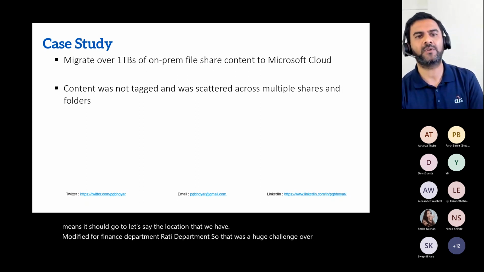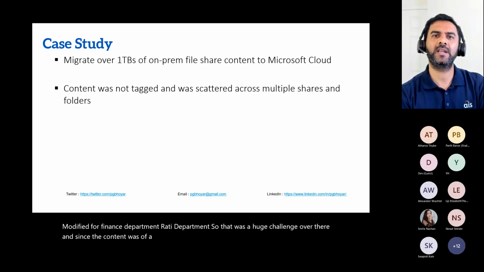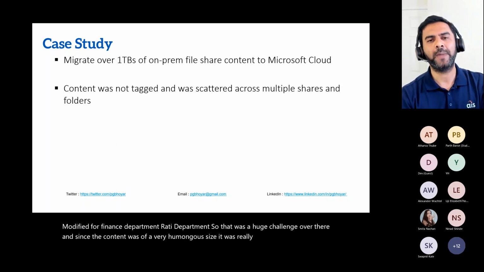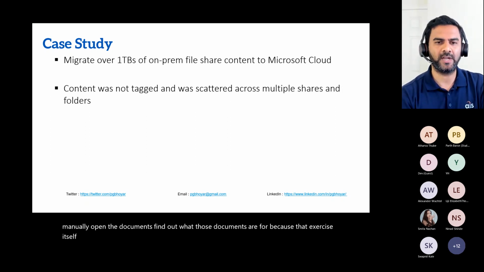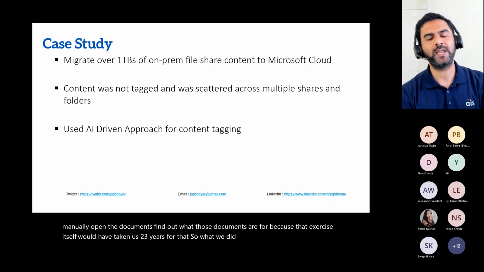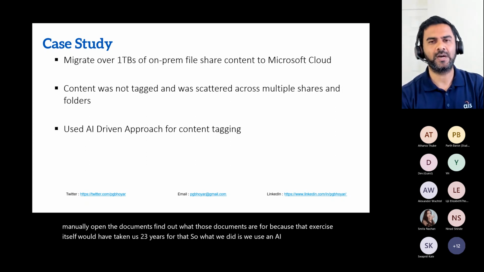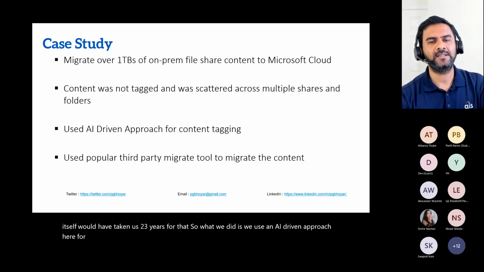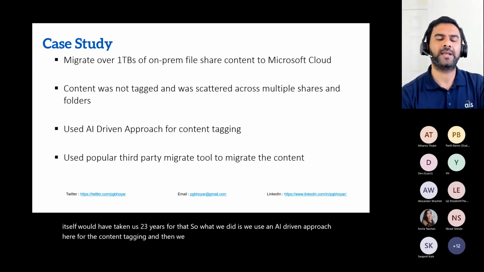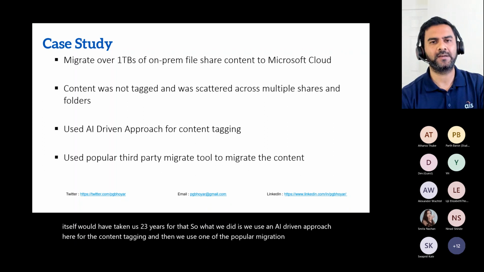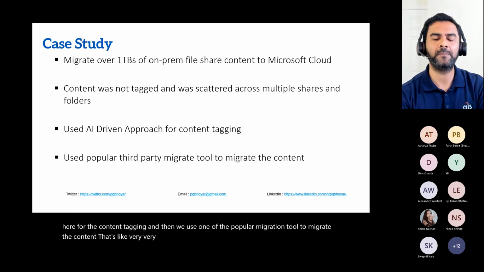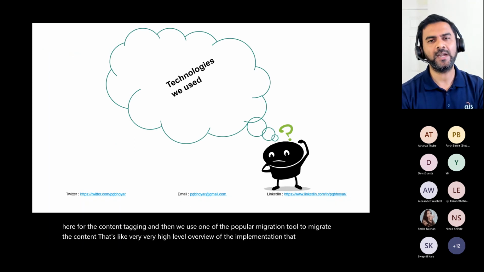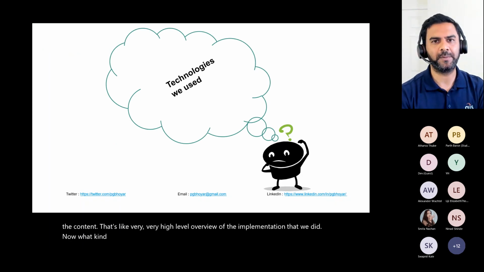Since the content was of a very humongous size, it was really impossible for us to manually open the documents and find out what those documents are for, because that exercise itself would have taken us 2, 3 years. So what we did is we used an AI-driven approach for the content tagging, and then we used one of the popular migration tools to migrate the content. That's a very, very high-level overview of the implementation that we did. Now, what kind of technologies did we use for this implementation?